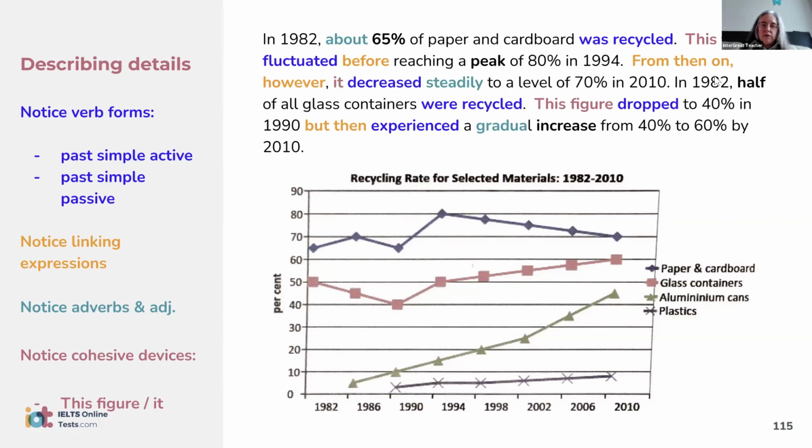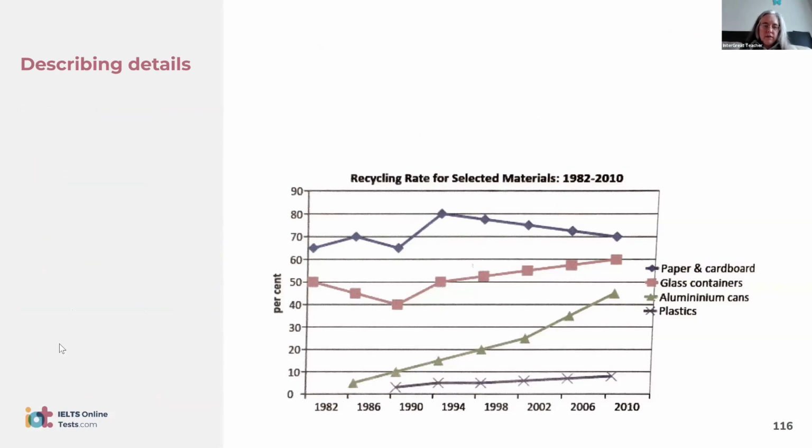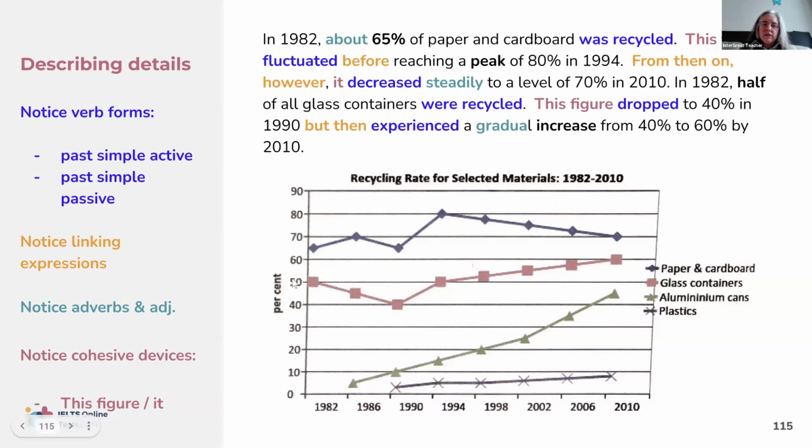Okay, so this figure and it, it says in the side. Can't see that highlighted. Oh, there it is. Found it. Okay, there we go. So this figure, referring back to 65% initially there. Okay, and then using it. So this figure fluctuated before reaching a peak from then on. However, it, so that's referring back to the figure as well there.